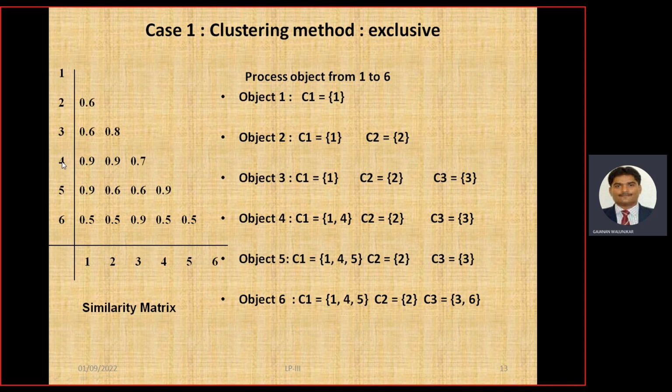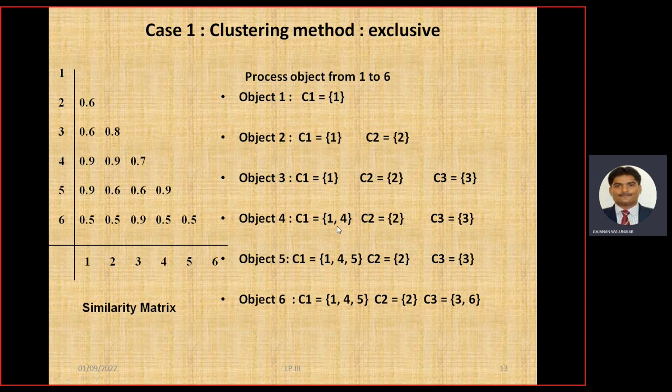Right? Then you are taking the next object 4 to process. Now you are comparing this object 4 with the available clusters C1, C2 and C3 with these objects inside, 1, 2, 3. So we are comparing 4 with 1, 4 with 2 and 4 with 3. When you are comparing 4 with 1, the similarity is 0.9, which is above 0.89. That means it satisfies the criteria.